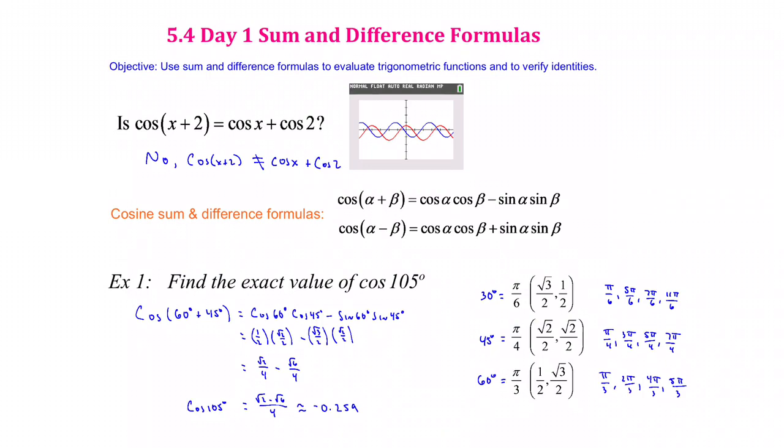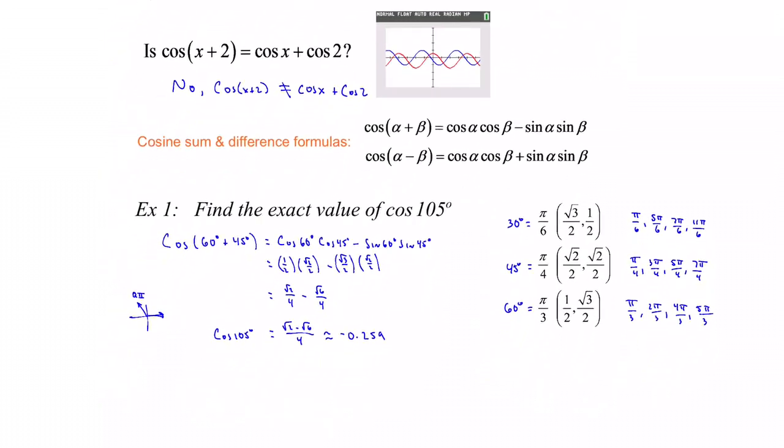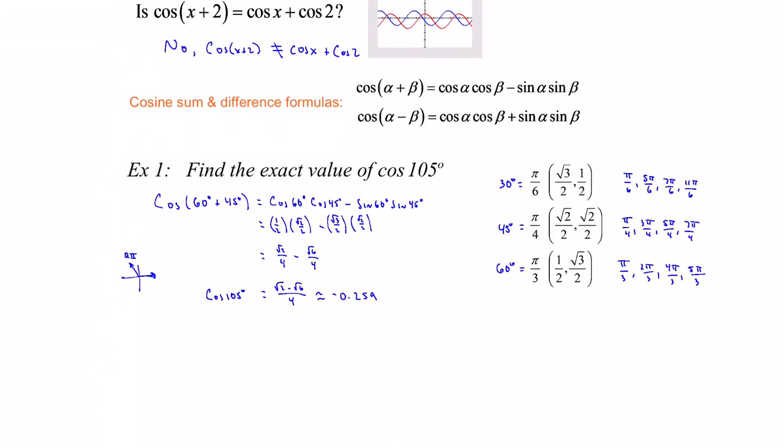And so think about it being negative. 105 degrees is in quadrant 2, so it should have a negative value. So that does make sense. Now, cosine of 60 degrees plus 45 gives you 105. Is there another way that you could rewrite 105 degrees? So think about that. Is there another way you could rewrite 105 degrees?